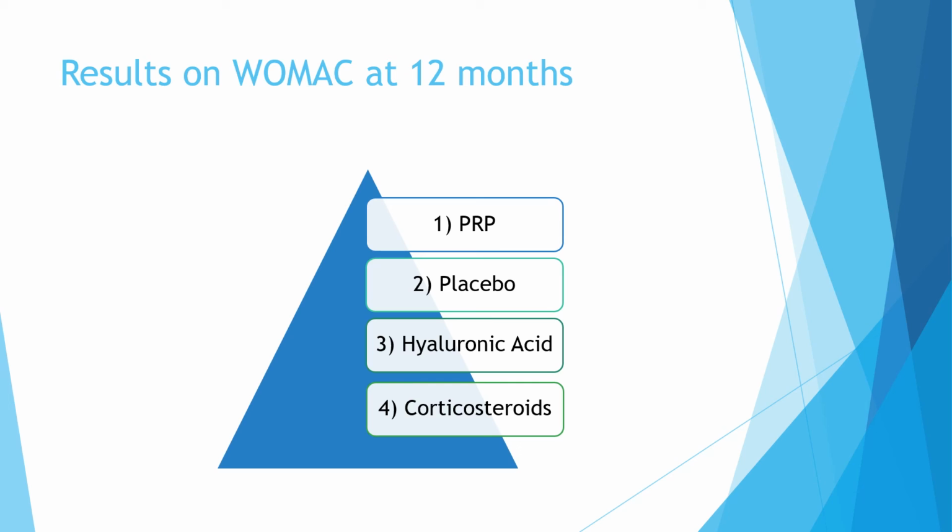Also at the 12-month follow-up, placebo came in number 2, followed by hyaluronic acid at number 3, and corticosteroids at number 4. This may be explained, and I'm speculating here, by the fact that hyaluronic acid and corticosteroids, those treatments, you need to repeat. So if you just do one and then you're following up at 12 months, you're probably missing the window of the best therapeutic outcomes.